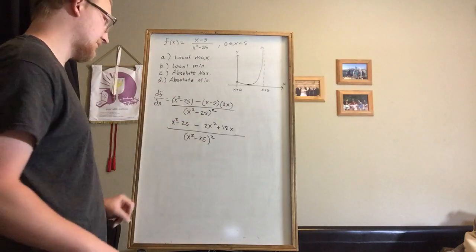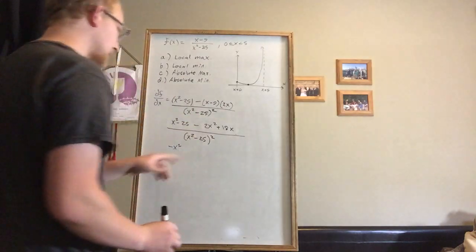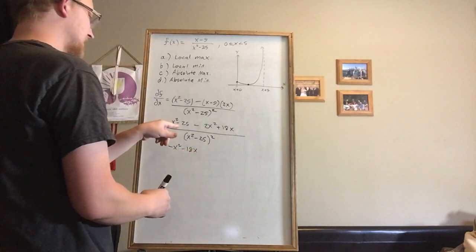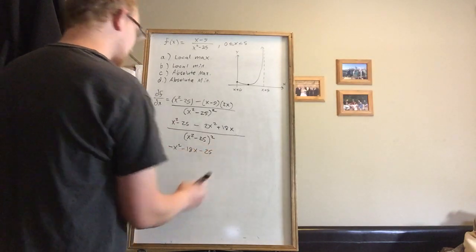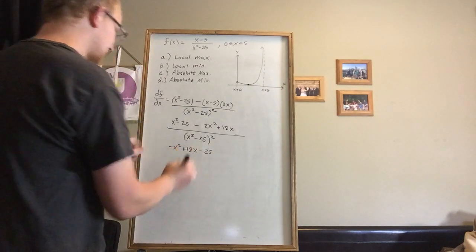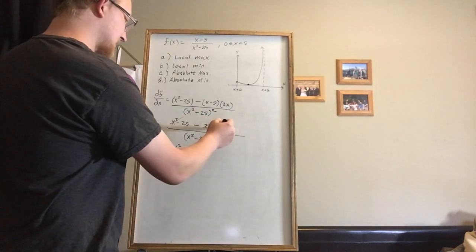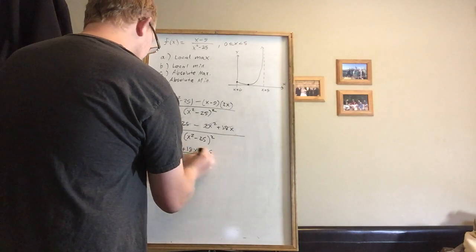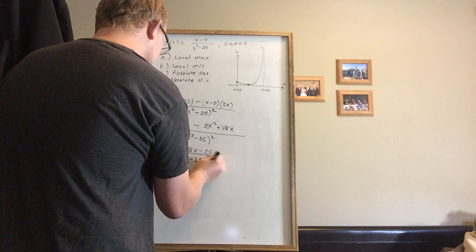x squared minus 2x squared is negative x squared, plus 18x, and then we have minus 25. So we have negative x squared from canceling these two out, plus 18x from this one, and then minus 25 from this one, all over (x squared minus 25) squared.